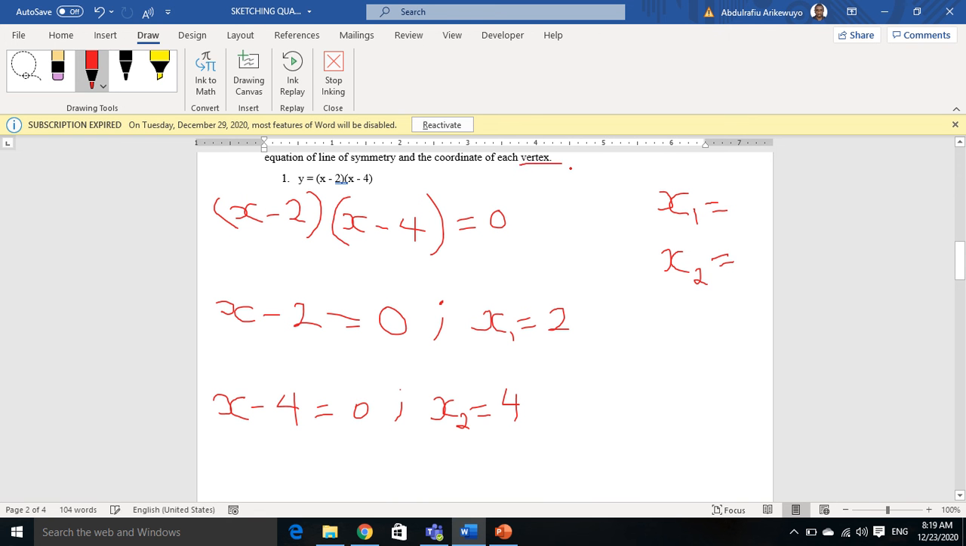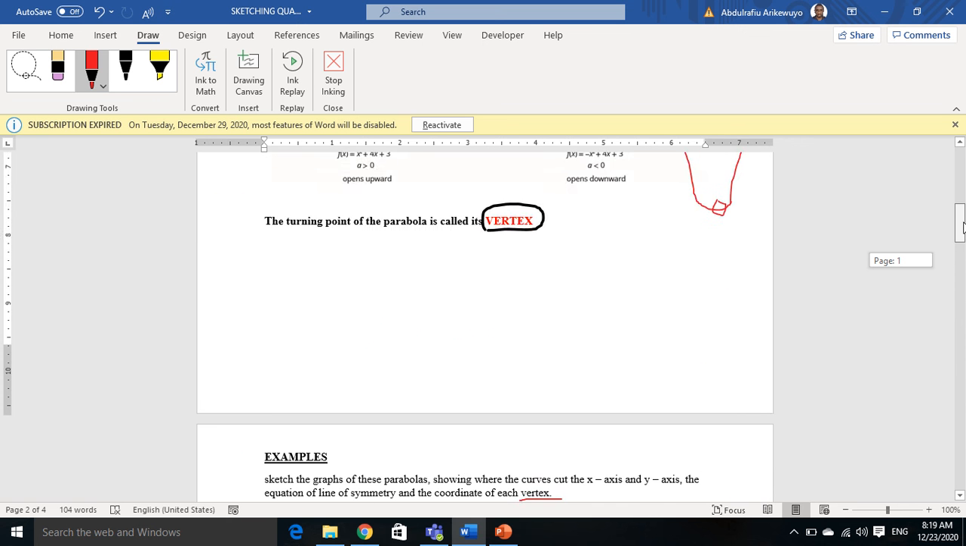Remember I told you that for us to sketch the graph, we need to know the two values for x, that is the roots of the equation, and we also need to know the vertex, which is the turning point. So how do we find that? You can see that the vertex is actually the turning point, so it's going to be in the middle, right?